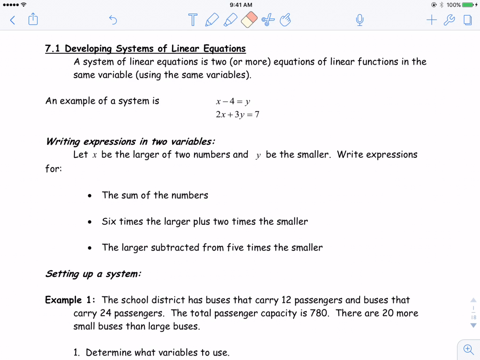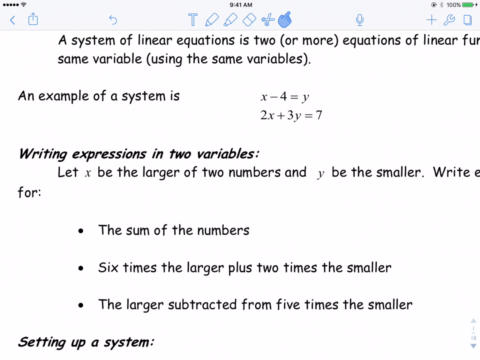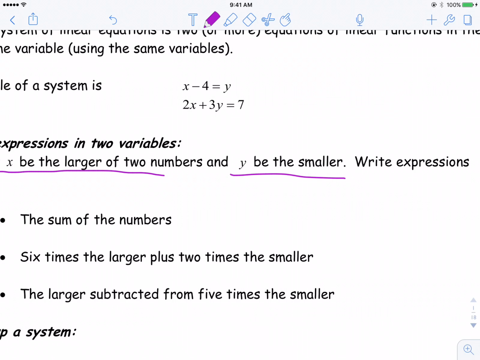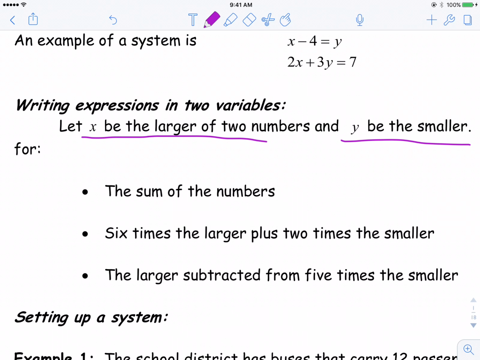So writing expressions in two variables. Let x be the larger of two numbers and y be the smaller. Write expressions for the following: the sum of the numbers. So if we've already said that x is going to be some number, the bigger of the two, and y is going to be some other number, how would we represent the sum of the numbers? Well, we have to remember that sum means addition. And simply, I would just say x plus y would be an expression. Remember, there's a difference between expressions and equations. It would be an expression that represented the sum of the two numbers.